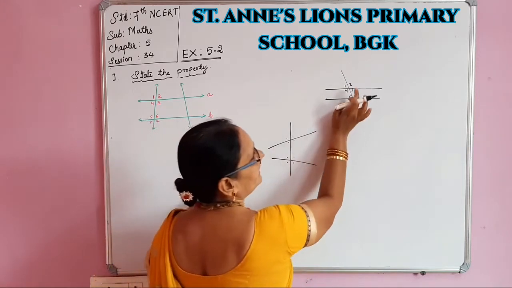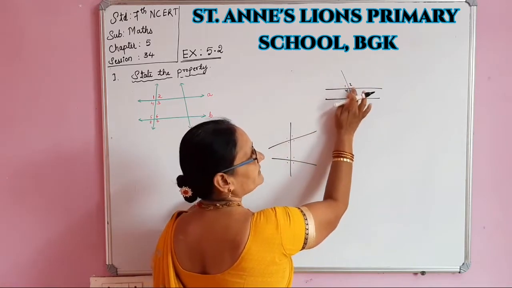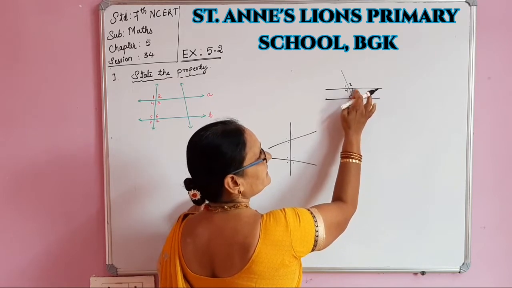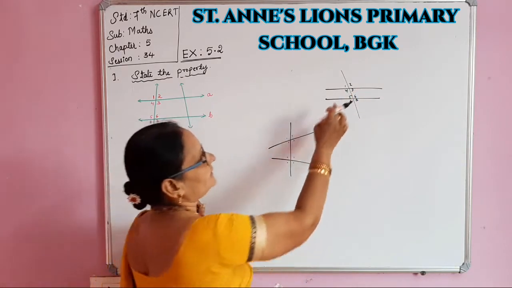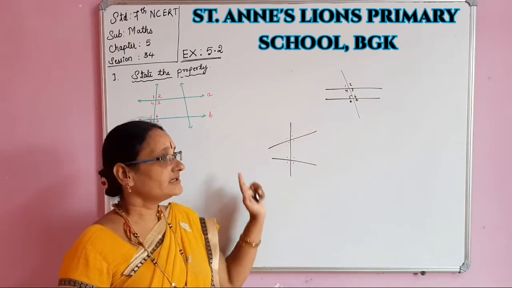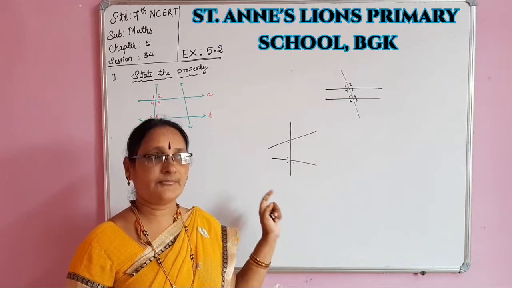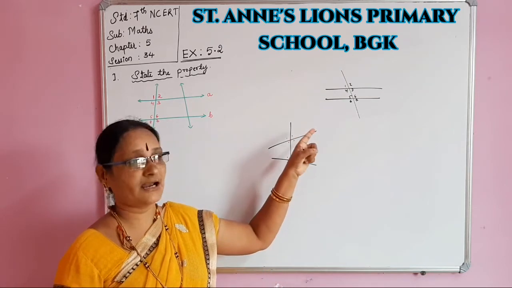In the same way, 2 and 4 are vertically opposite angles, which you know already. 1 and 3 are also vertically opposite angles. 3 and 5 are interior alternate angles, and 4 and 6 are interior alternate angles. Like this, there is a formation of 8 angles and they are equal also when the lines are parallel.